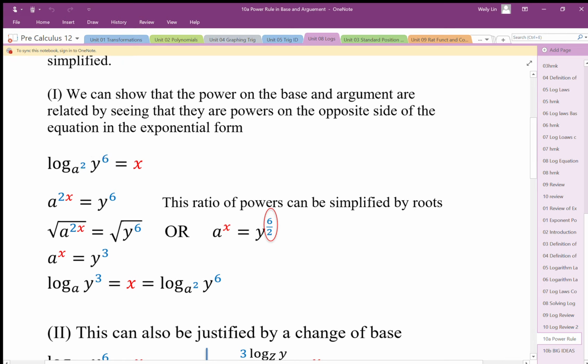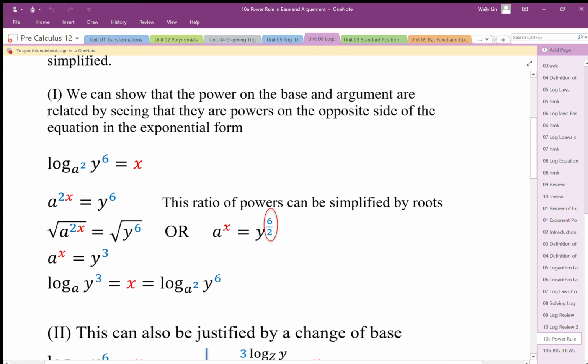Well, how can I justify that? Well, if I rewrite it in its exponential form, it looks like this. A squared to the power x, which is 2x, equals the logarand, or the argument, which is 6y. And this ratio of powers can be simplified because I can square root both sides, and this ratio of 6 to 2 reduces to 1 to 3. And I can rewrite it in this form. Yeah, that power, same power x, exactly same power. We didn't change the value of the power, but we reduced the ratio of these powers by a factor of 2. So I can power the argument and the base the same.